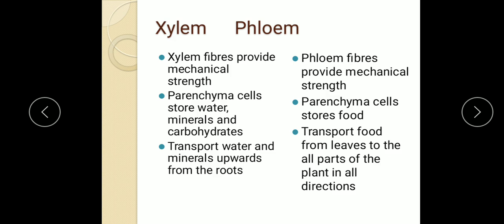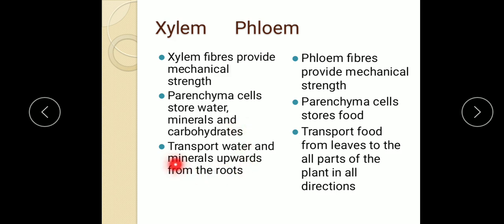Now we'll come to the parenchyma cells, xylem parenchyma and phloem parenchyma. Xylem parenchyma cells store water, minerals and carbohydrates. So the main function of the parenchyma cells in both the tissues, xylem and phloem, is to store the products. Phloem parenchyma cells also store the food, and xylem parenchyma stores water, mineral and food, that is carbohydrate.